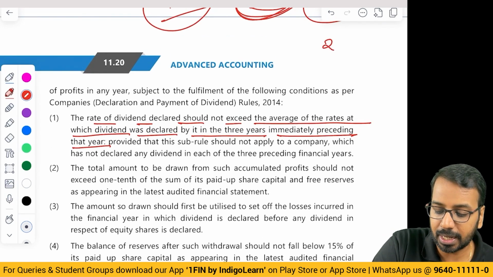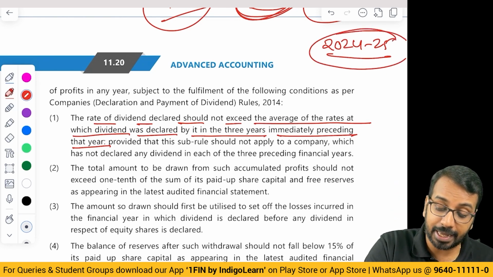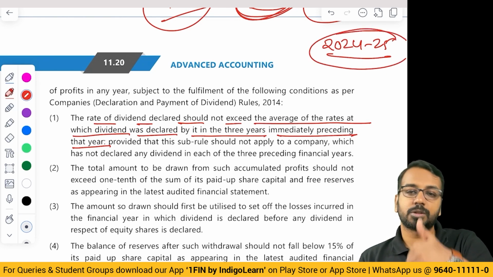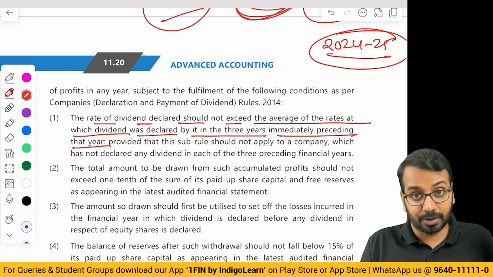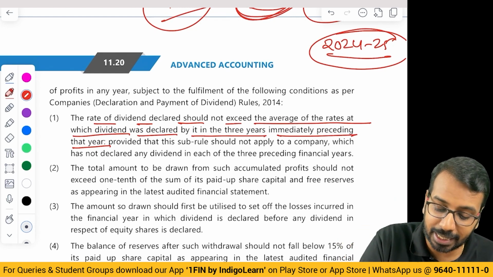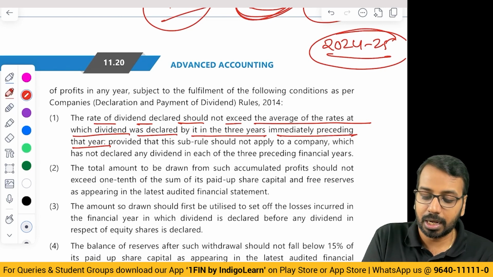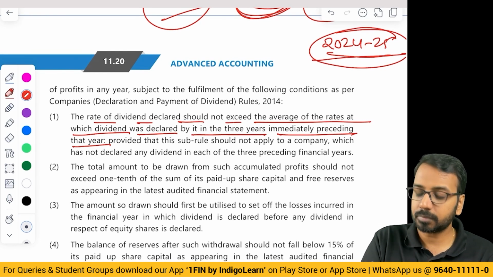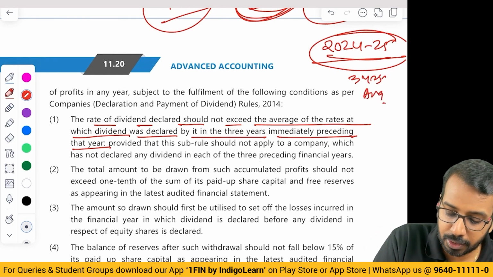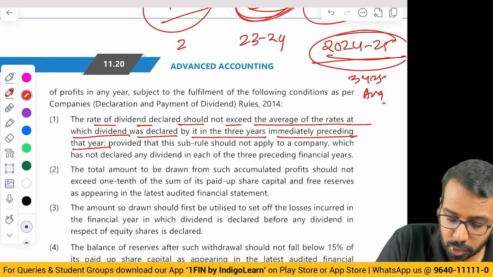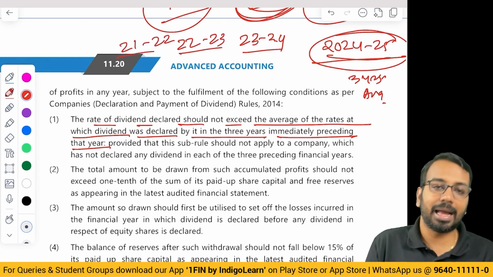So for example, we are in, let us say, 24-25. If I have to declare dividends in 24-25, I can use P&L balance. Perfect, no problem. If I don't have sufficient balance in P&L, then I can use past reserves which I have transferred to the reserves account from P&L. Now, how do I use it? I have to see the 3 years average. So 23-24, 22-23, 21-22. What is the average that I have to consider?